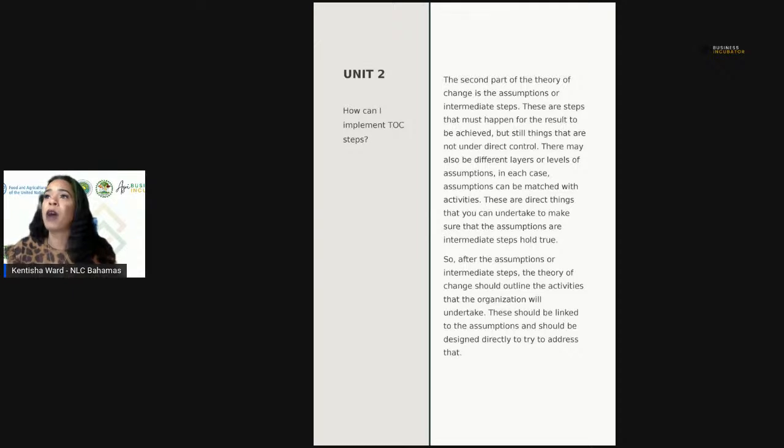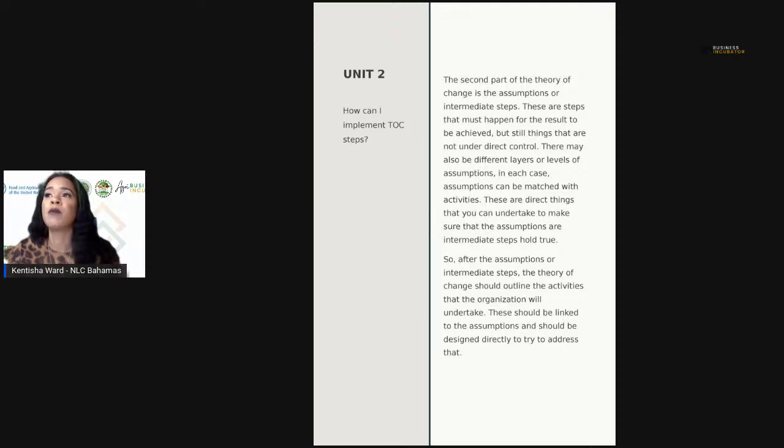Okay, so the second part of the theory of change is the assumptions or immediate steps. These are the steps that must happen for the result to be achieved, but the things that are not under direct control. There may also be different layers or levels of assumption. In each case, assumptions can be matched with activities. These are direct things that you can undertake to make sure that the assumptions and the immediate steps hold true.